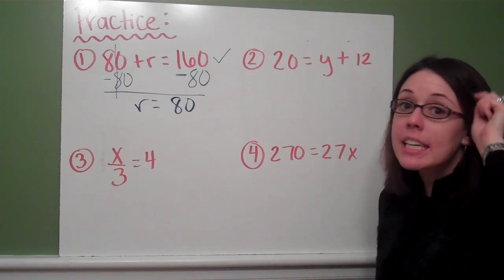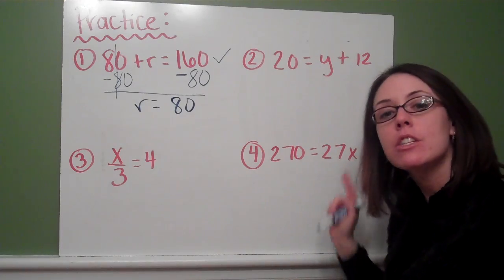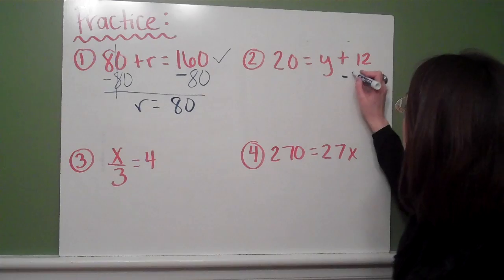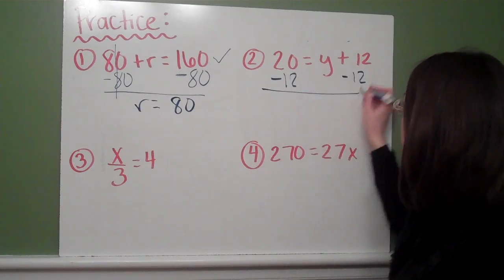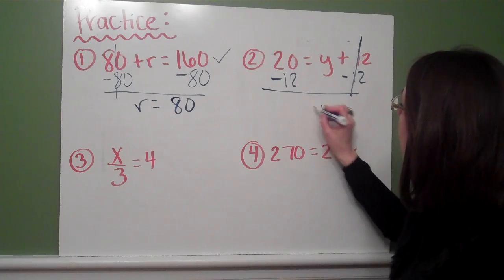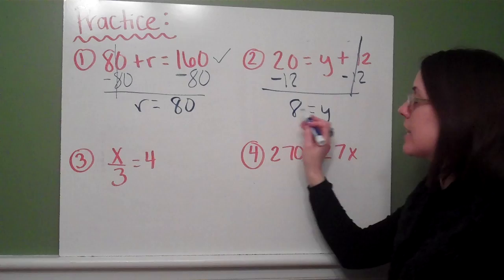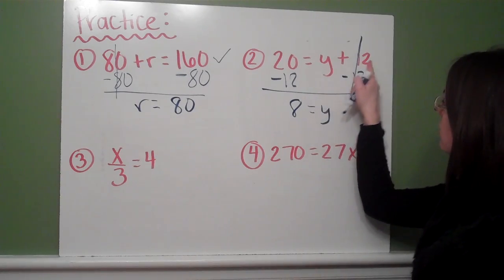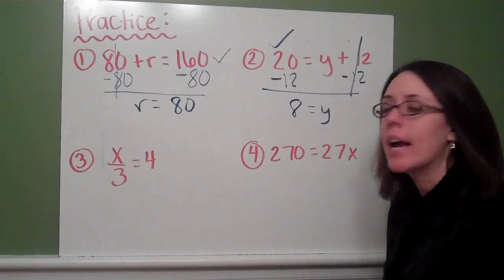Number 2, 20 equals y plus 12. Again, our job is to get that variable by itself. How do I get a positive 12 or a plus 12 to the other side? The inverse operation is subtraction. So you subtract 12, got to do it to both sides. Your 12s cancel, bring down your y. What is 20 minus 12? It is 8. Y is equal to 8. Let's plug it in, plug it in. 8 plus 12 does equal 20. So 20 equals 20. We are correct.